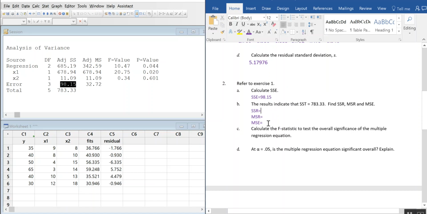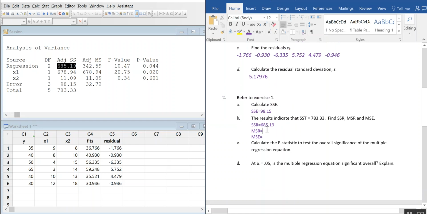So mean squared, let's do mean squared error. No, let's do SSR first. So this is the sum of squares of regression, and that is adjusted right here. So sum of squares, SS, and regression, there the R is coming from, and that's the 685.19. Fun times.